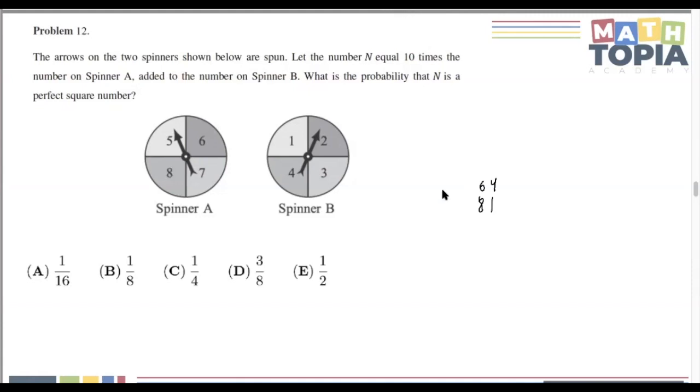So essentially, we have 2 numbers that'll work, and there's a total of 16 2-digit numbers we can get from spinning both of these spinners. So the probability that we end up with one of these 2 squares is going to be 1 out of 8.